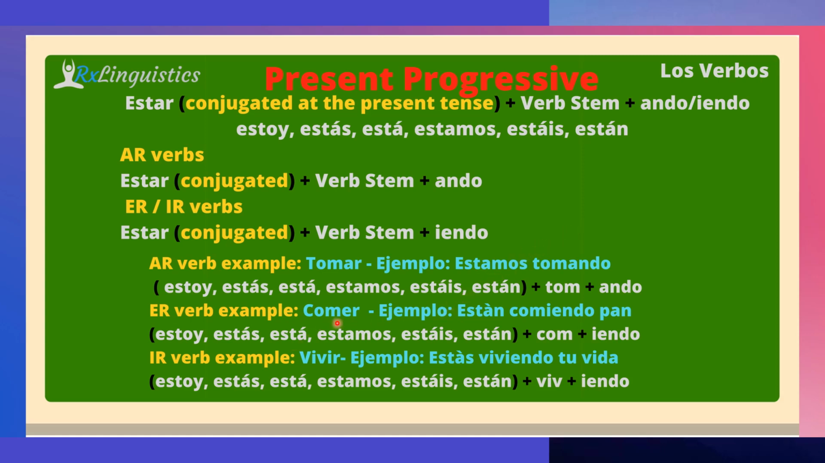Comer is to eat, but it's an ER verb. So you have están comiendo, or whatever subject, you choose the corresponding verb, and then you add the present participle. So, están comiendo pan: they are eating bread. If the verb is an IR verb, the present participle is still going to have the same ending. So you have estás viviendo tu vida, you are living your life. Those are examples of present progressive.